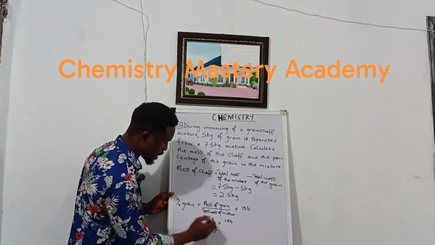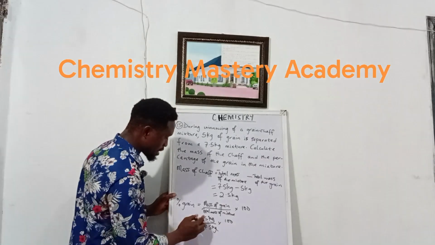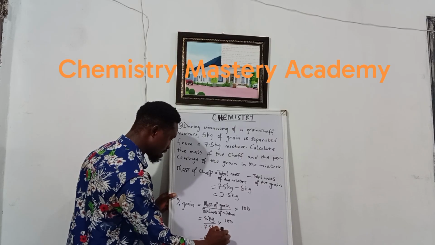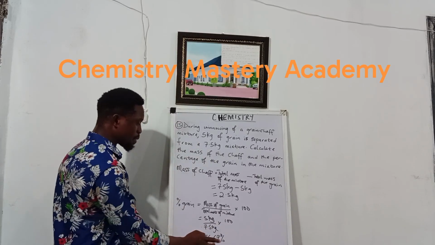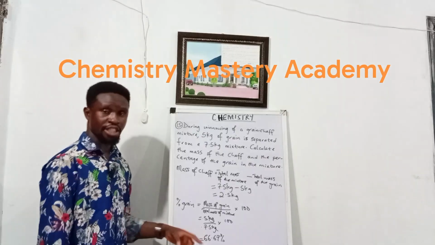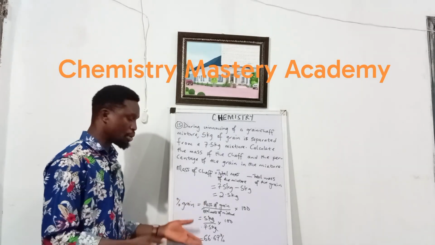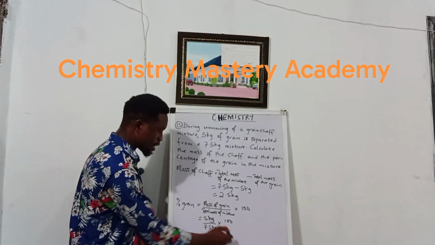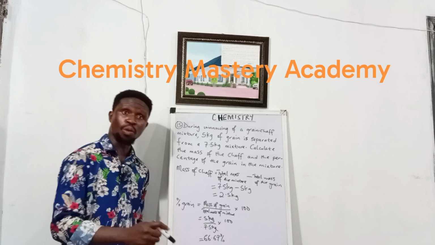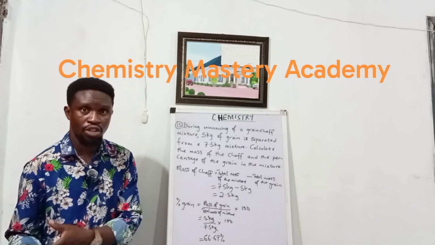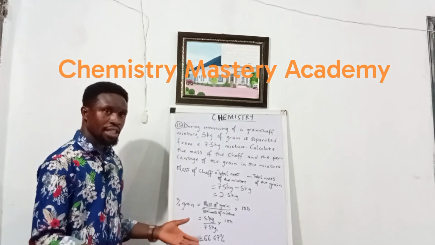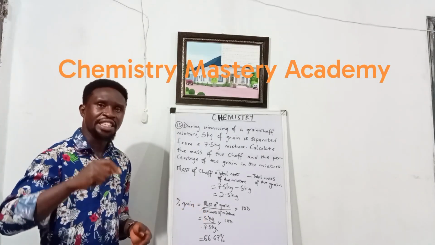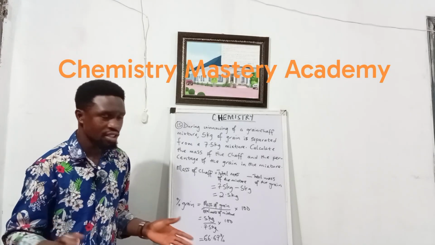correct? Now kg will cancel kg, right? By the time we divide this by this and multiply by 100, our answer will be 66.67%. So this is the percentage of grain in the mixture. Now automatically from here you can decide the percentage of chaff in the mixture. How? Subtract this 66.67 from 100. Okay. Now when we do that, the percentage of chaff in the mixture will be 33.33%.